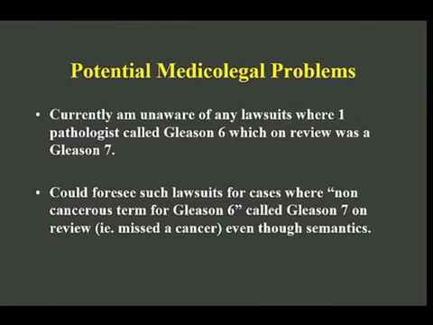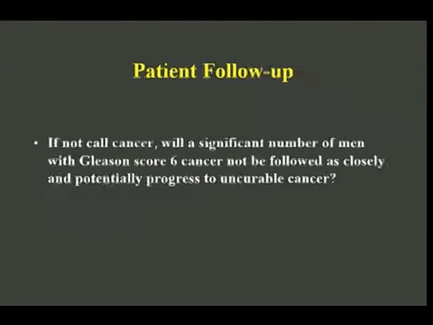But I could foresee a lawsuit where a pathologist calls something that now we call a 6 a tumor of low malignant potential. And then down the road that patient gets into trouble and somebody goes back to review it and says, no, that wasn't a tumor of low malignant potential. That was a cancer. That was a Gleason 7. You didn't even call it cancer. Semantics, but important semantics.